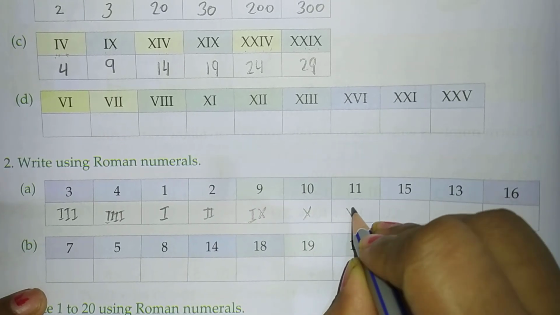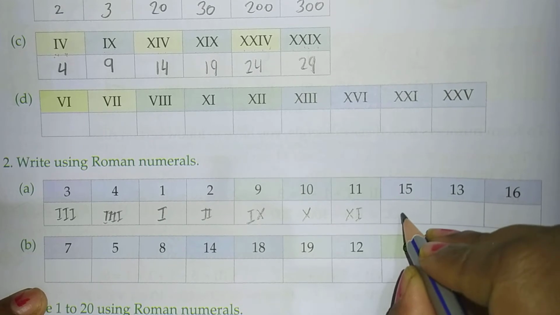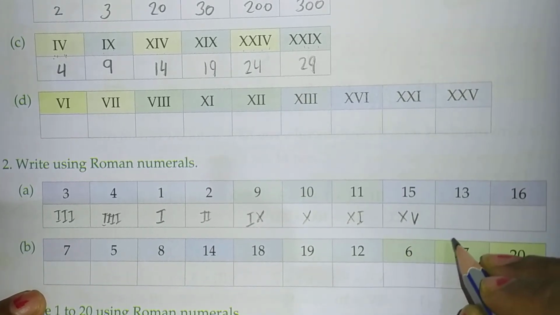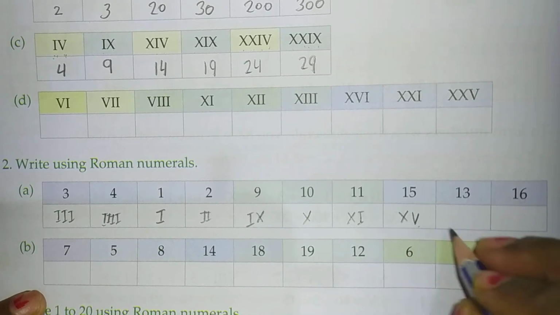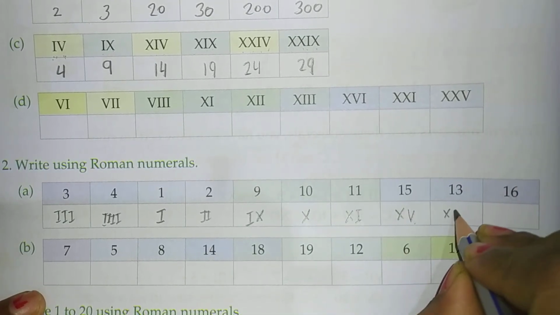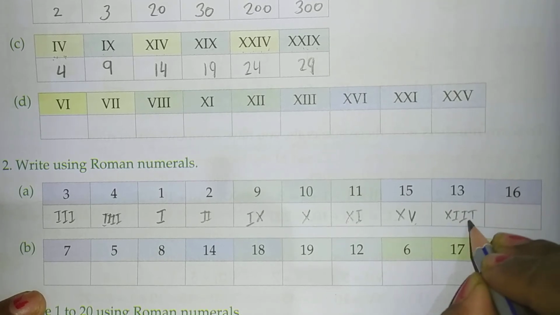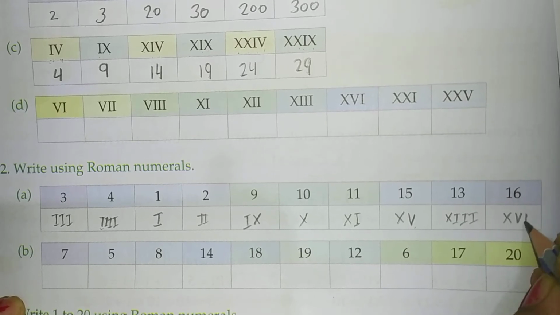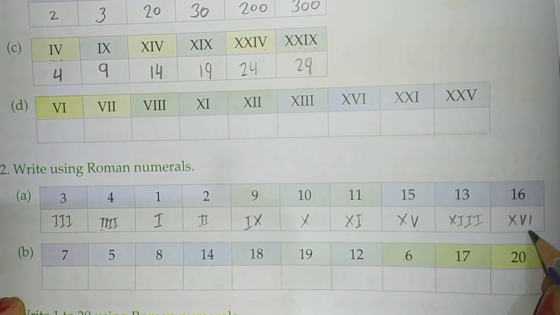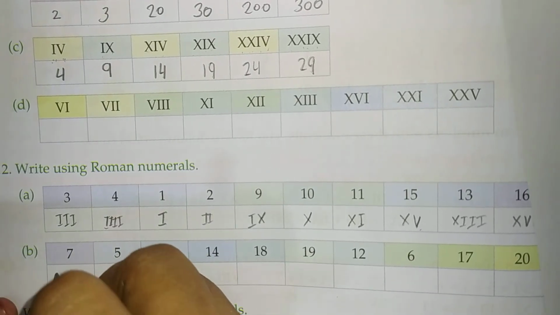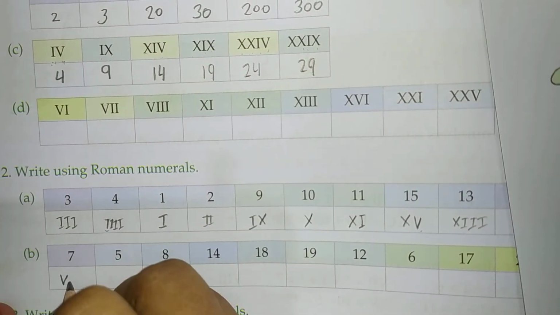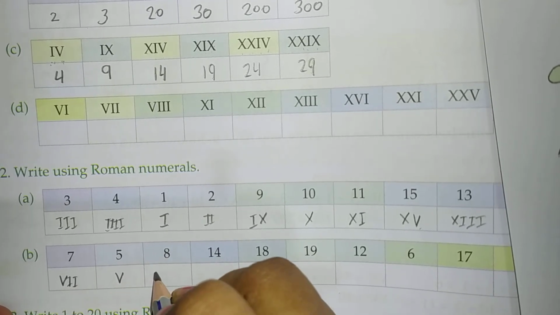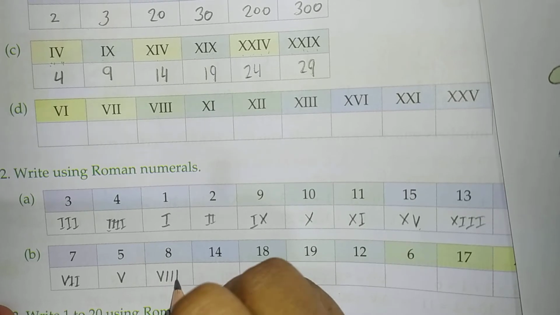11 is 10 and 1, XI. 15 is 10 and 5, XV. 13 is 10, 11, 12, 13. 16 is 10, 5, 15 plus 1, 16. 7 is 5, 6, 7. 8 is V and 3 more, 5, 6, 7, 8.